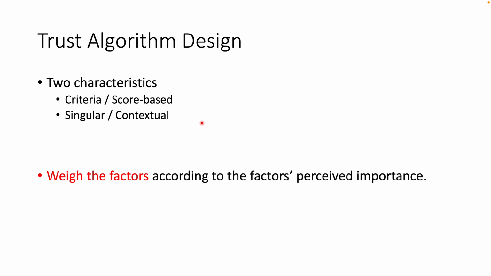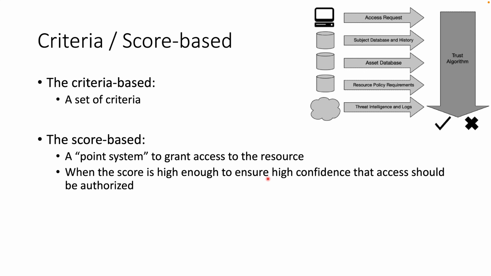Okay, now we know what a trust algorithm is, and now let's check how to design it. There are mainly two characteristics, two ways of thinking, to differentiate trust algorithms. Both of them weigh the 5 factors differently according to the factors' perceived importance. The first is how the factors are evaluated. Now let's check the first way.